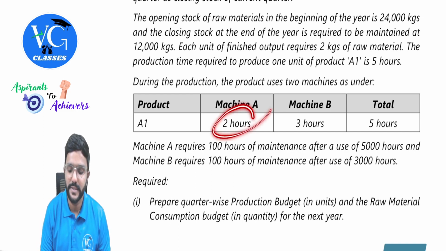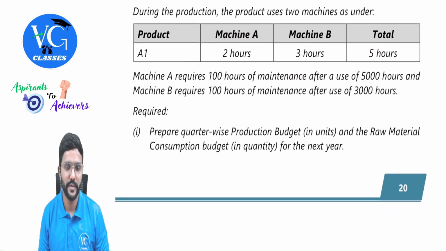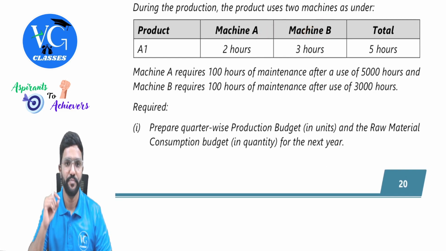Machine A 2 hours, machine B 3 hours, total is 5 hours. Okay, that is given here. The production time. But the product is produced using 2 machines, guys. Machine A and machine B.